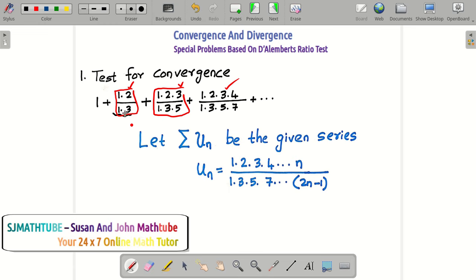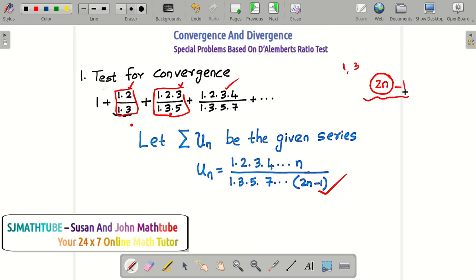Now let's check the denominator. Clearly they are made up of odd numbers. So 1 into 3 and then 1 into 3 into 5, 1 into 3 into 5 into 7, etc. So if you want you can apply the trick. 1 and 3, the difference is 2. So I write 2n. Now I insert n is equal to 1. So I end up with 2n minus 1. And if you have any confusion with these things, you can check the first video in convergence and divergence, where I explain this method very clearly.